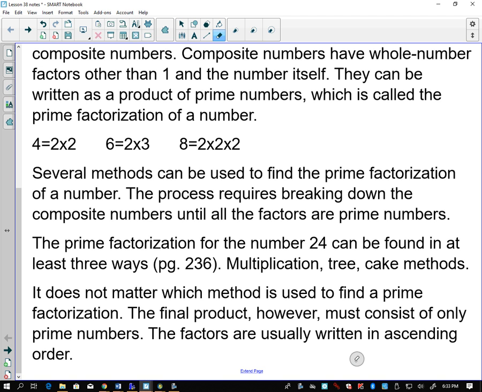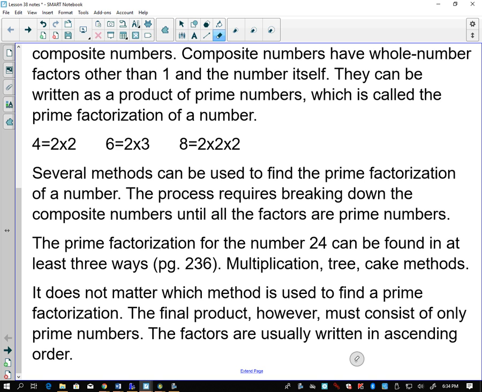Okay. So several methods can be used to find the prime factorization of a number. The process requires breaking down the composite number until the factors are all prime numbers. We don't want any other composites because a composite can always be broken down. The prime factorization for the number 24 can be found in at least 3 different ways, and you can see this in your book on page 236. Let me outline it here a little bit.